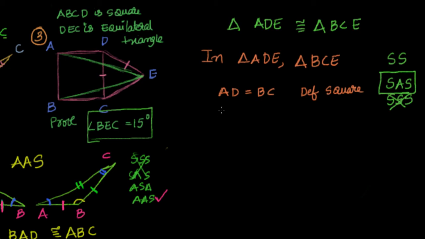After that I have to say DE is equal to CE. How can I say that? It's an equilateral triangle with the side equal to the side of the square. So I will say definition of equilateral triangle, and also it is given to me that they are equal. Okay.